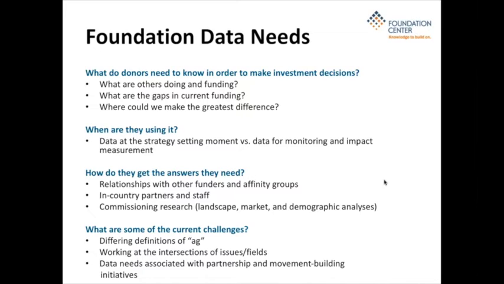And then lastly, and this gets to some of the needs a lot of them spoke to around the granularity of the data, which is really the data needs that are associated with movement building initiatives or partnership driven initiatives, where they really were looking for data at the very local level about who's working on projects, what are they finding, what are they learning, what are their needs on the ground, in a way that they're really relying heavily on in-country staff to answer those questions. So that's a very quick summary of some of what we've been hearing from that group of stakeholders.